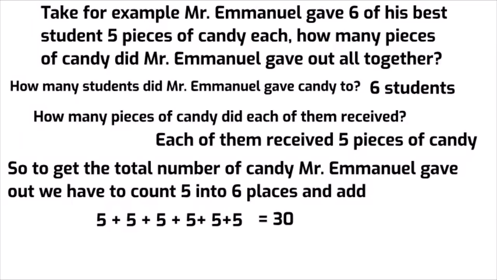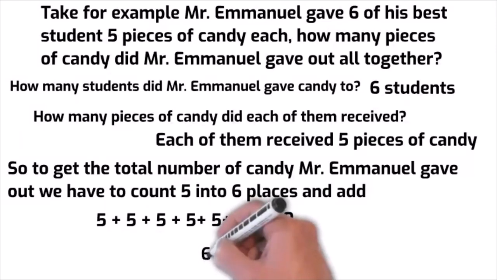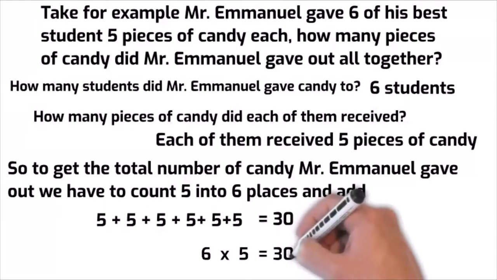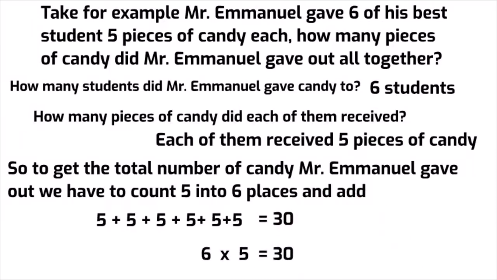Repeated addition. So, if you know your way around your multiplication table, you will know that it is just a matter of multiplying the number of pupils by the number of candy one student has, which is 6 times 5. 6 times 5 is 30. Mr. Emmanuel gave out 30 pieces of candy altogether.